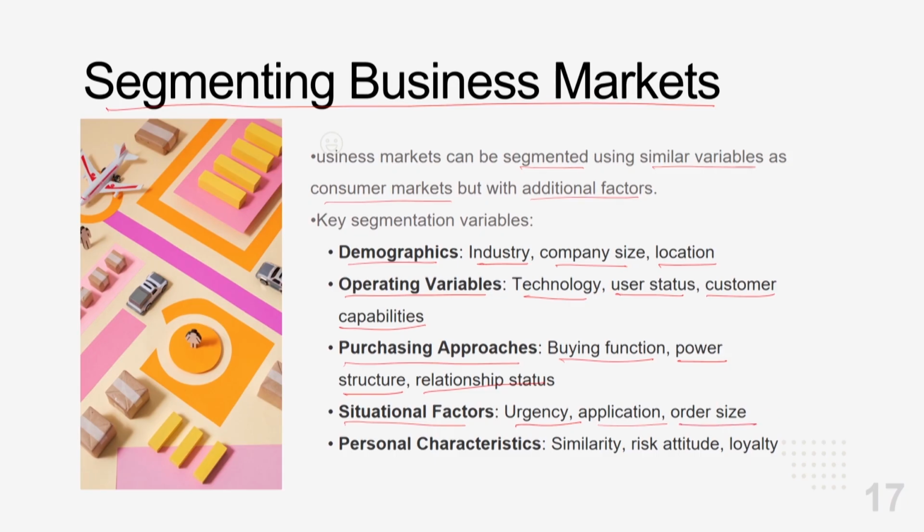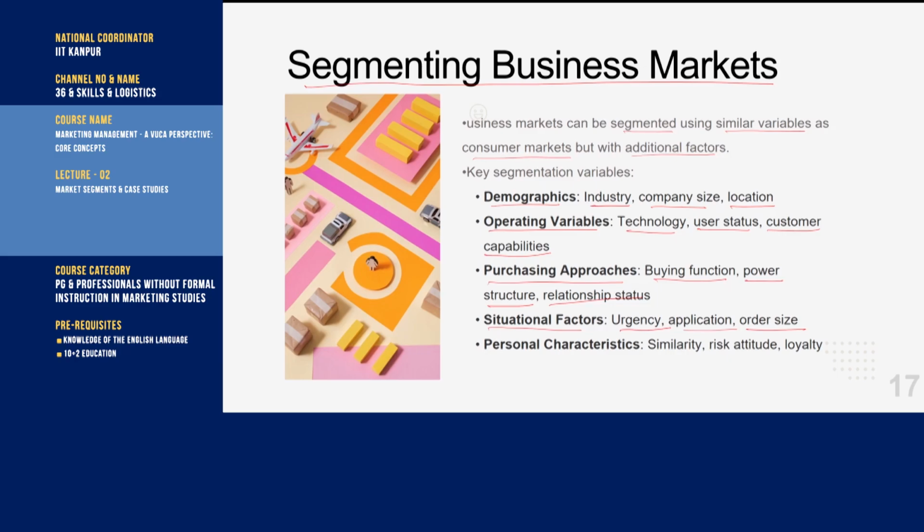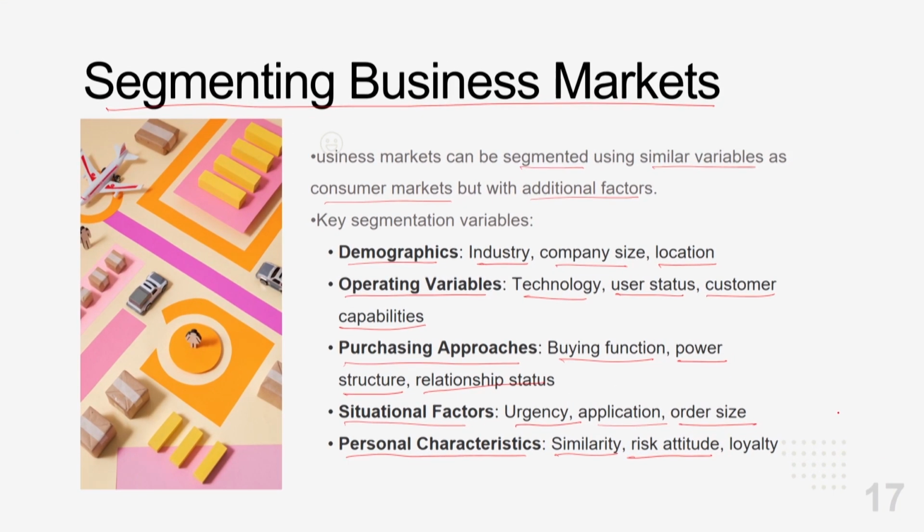and do they have a certain kind of order size? A smaller order size, a smaller ticket size, may prompt them to buy sooner, but a larger order size will require a lot more scrutiny, and hence it will ask them to go back to the discussion table once more. Then there are personal characteristics. For example, how similar are the offerings to other competitive products? What is the risk attitude of the organization which is buying into your product or service, and do they exhibit some sort of customer loyalty towards brands that they have worked with?